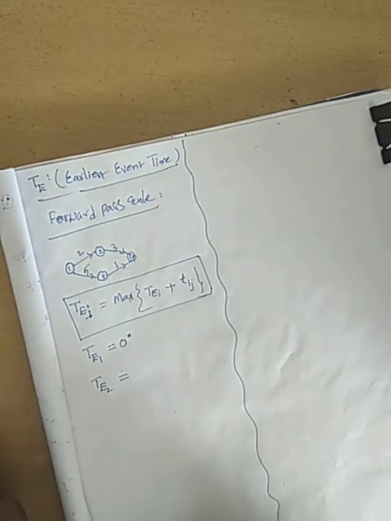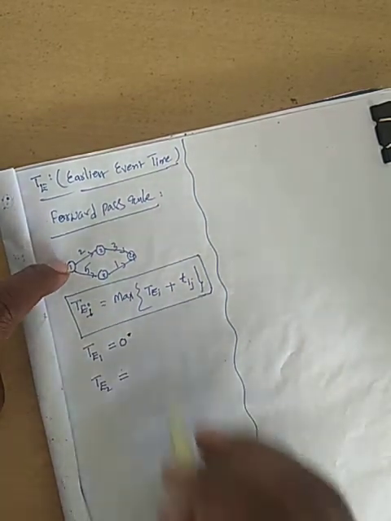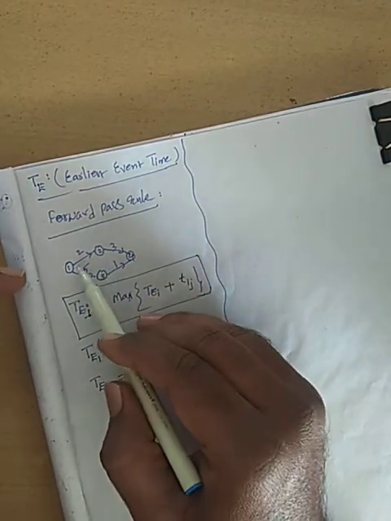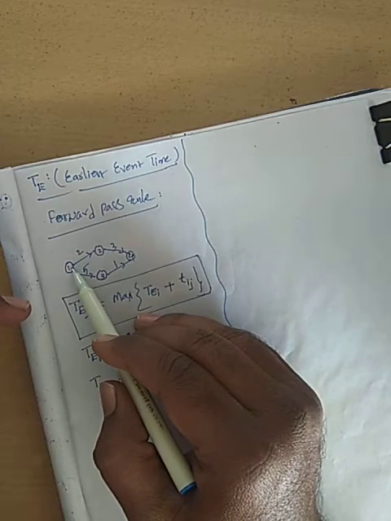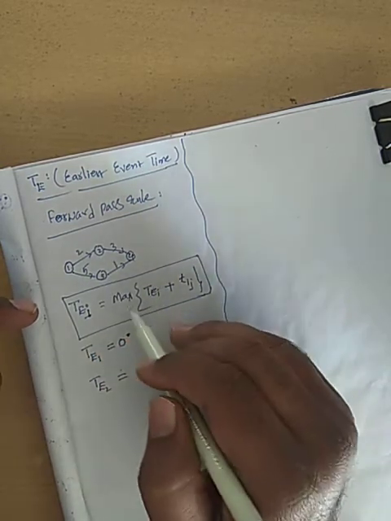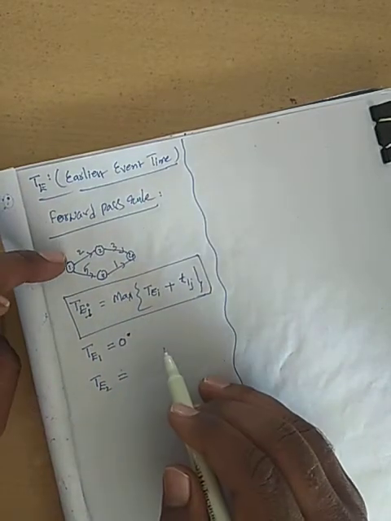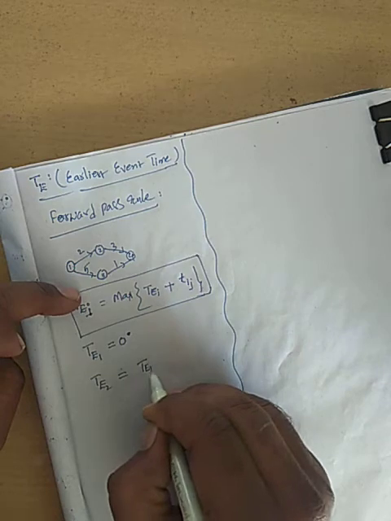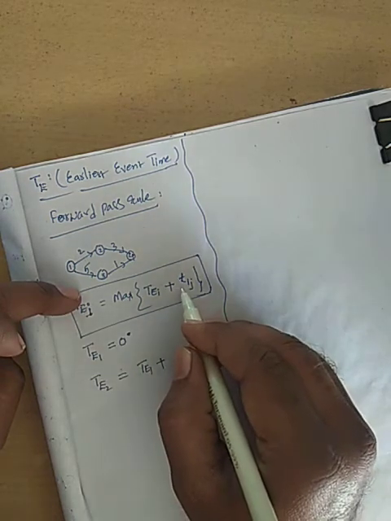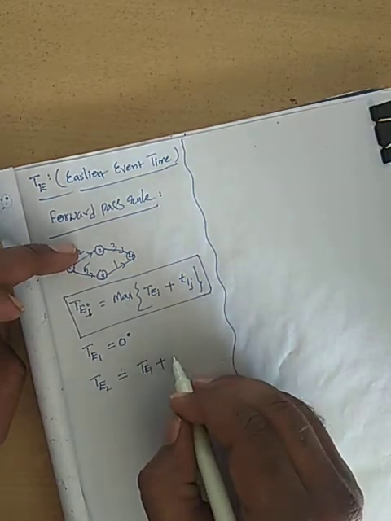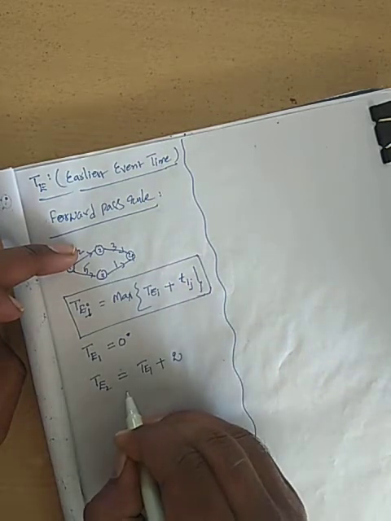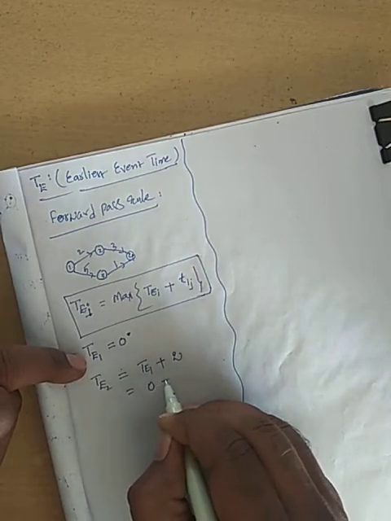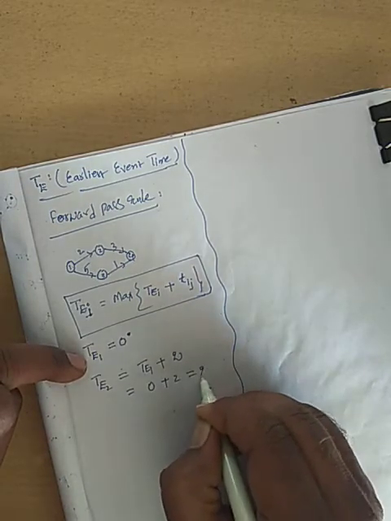So that is equal to TE1, max of... to get this TE2, how many roots are there from event 1? Only one root. That's why you need not write max. Directly what I am writing here is TE1 plus Tij. What is the Tij here? 2. Okay. So what is TE1? Just now you got 0 plus 2. So what is its value? 2.